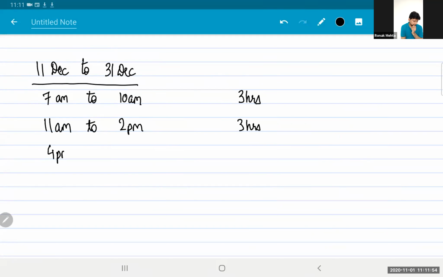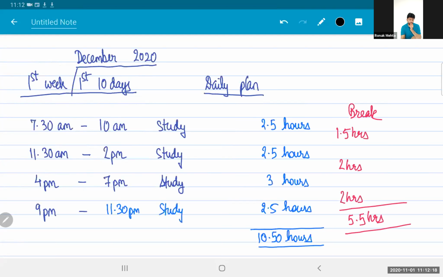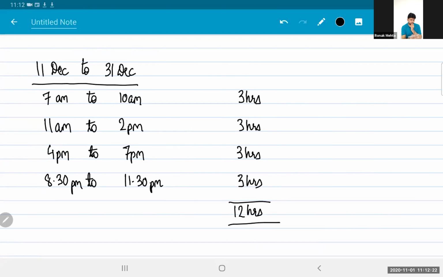Resume at 4 o'clock only. Continue 4 to 7. But try to maybe say start at 8:30 and 8:30 to say 11:30. So you can observe automatically without any extra effort, you've gone to 12 hours from 10.5 hours. And of course, if you can pull beyond 11:30 and take it up to 12 o'clock, you have another half an hour.